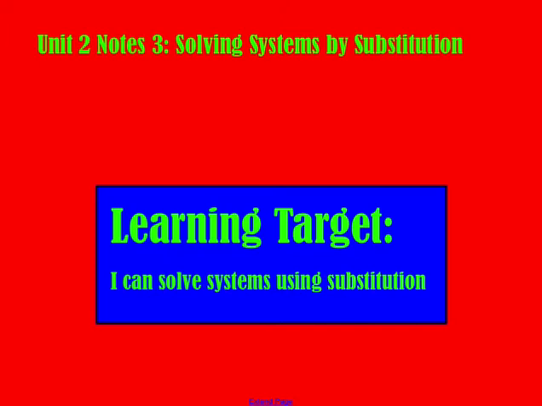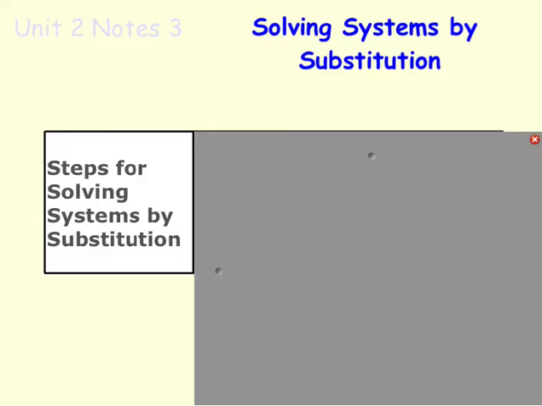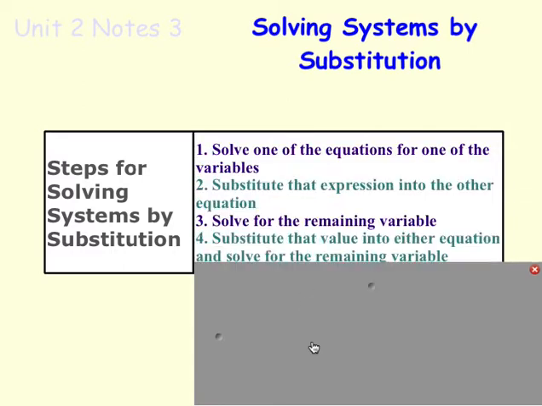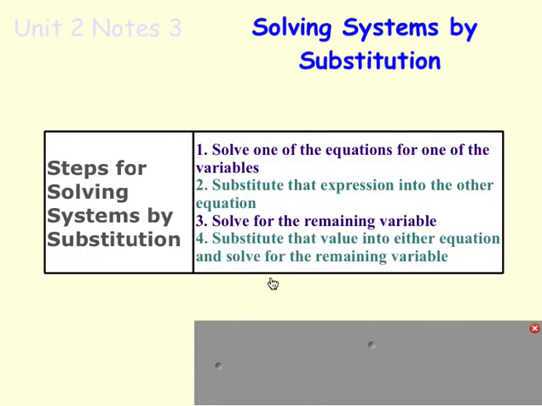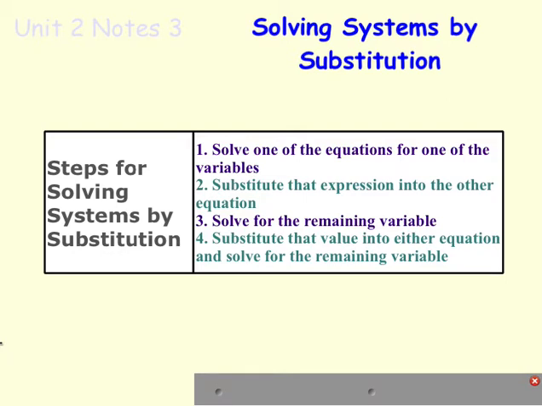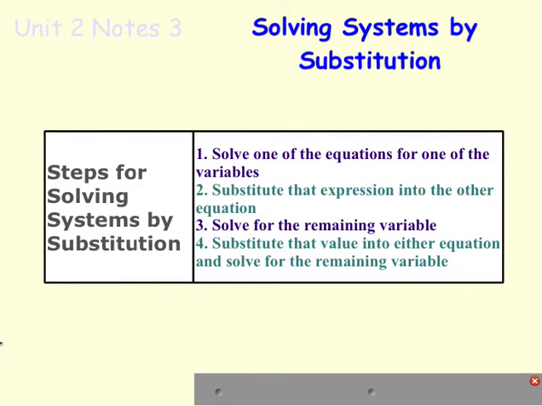First of all, we need to take a look at the steps that we need to follow in order to solve systems by substitution. Step 1 is to solve the systems for one of the variables. If it's not solved for x or y, we need to solve one of our equations for x or y. Then we're going to substitute that expression into the other equation. Once you do that, if you've done it correctly, you're down to one variable, which is good because then you can solve for the remaining variable. Then you can take that variable, plug it back into one of the initial problems, and get your other variable.